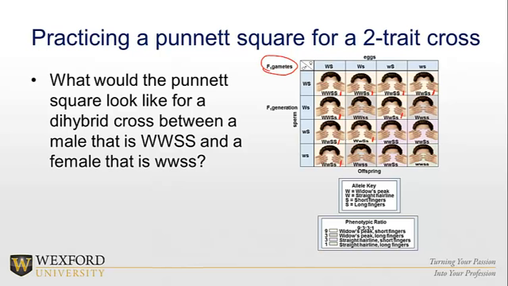1, 2, 3, 4, 5, 6, 7, 8, 9. And how did I get that? I'm looking for the ones that will have at least one capital W, one capital U, and one capital S, the two dominant. Then we'll have three widow's peak, but long fingers. That's where I'm going to have a capital W, but we're going to have homozygous recessive here.